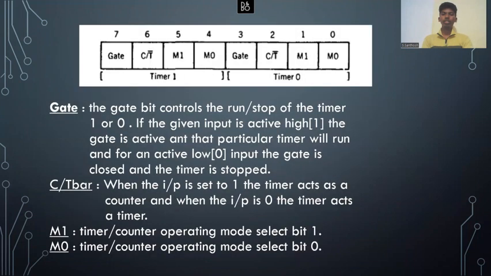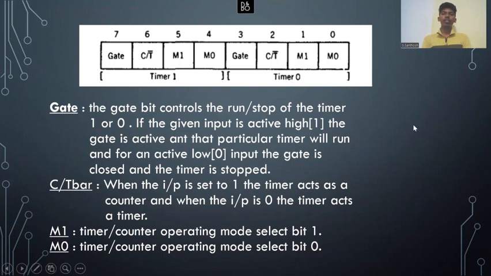Let's go further. And you can see a block diagram or a table like structure given over here. This is how the timer looks. I mean, this is how the timer is created. You have a gate and you have a counter bar timer complement, and then M1 and M0. So this is timer 1 and timer 0. Timer 1 is having 4 bits and timer 0 is having 4 bits.